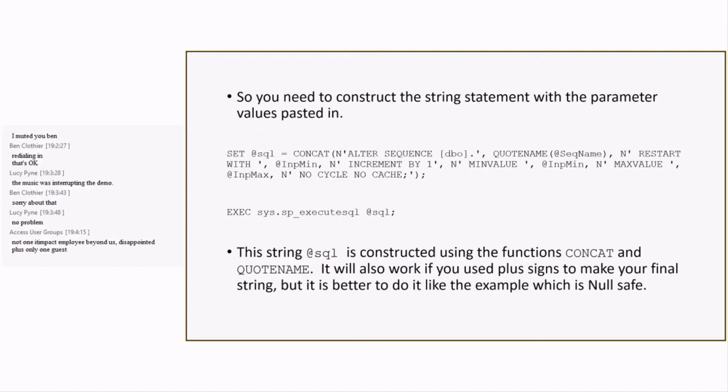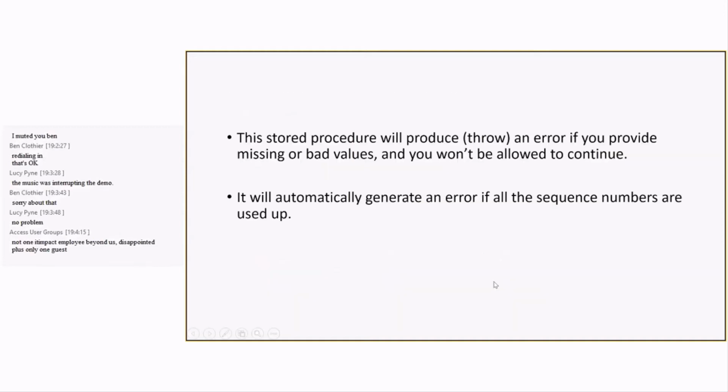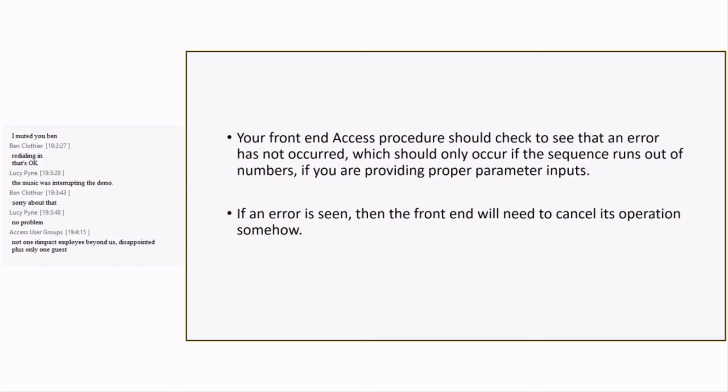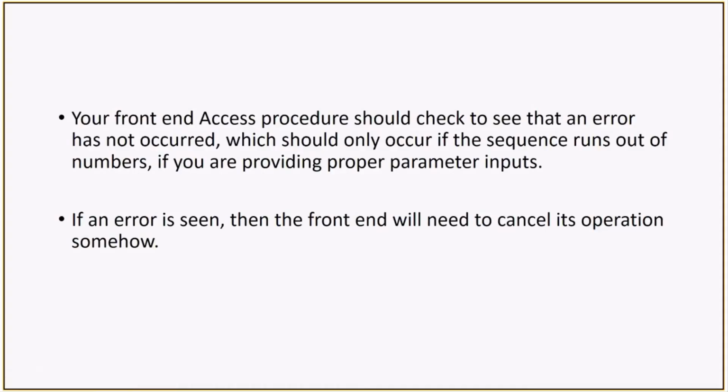So your front-end access procedure should check to see that an error has not occurred, which should only occur if the sequence runs out of numbers, if you are providing proper parameter inputs. If an error is seen, then the front end will need to cancel its operation somehow. You'll have to figure out what to do.